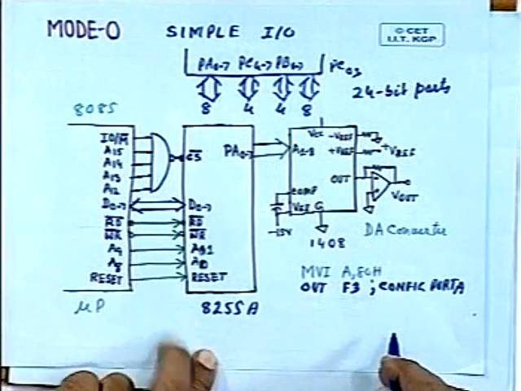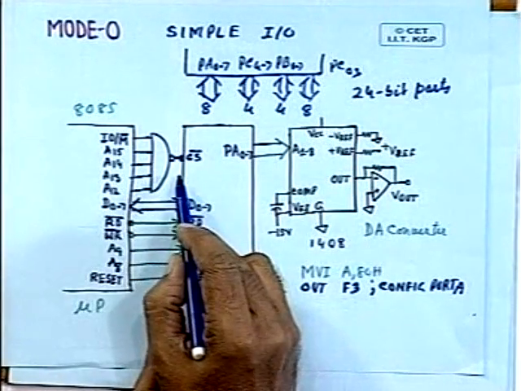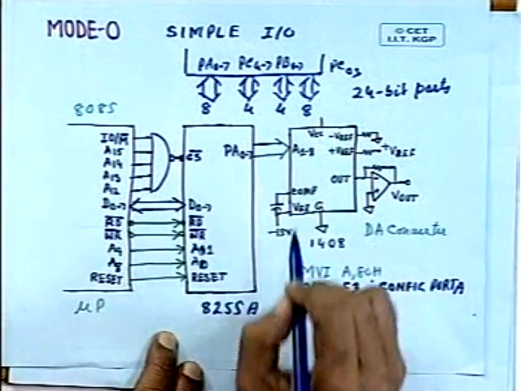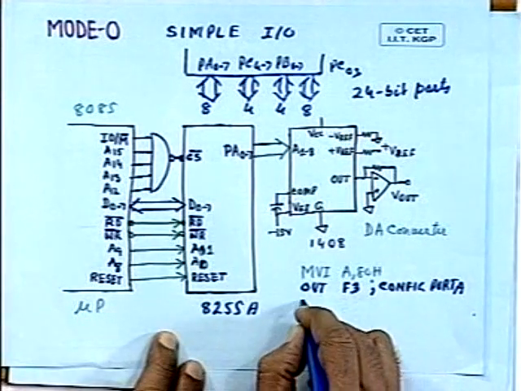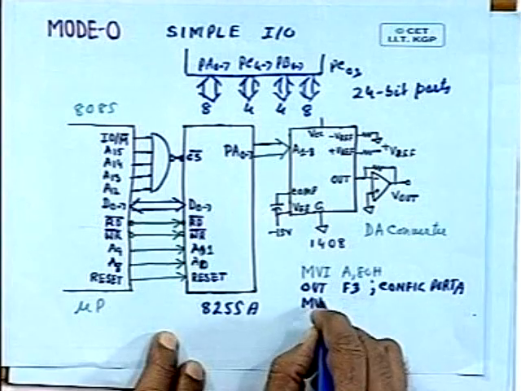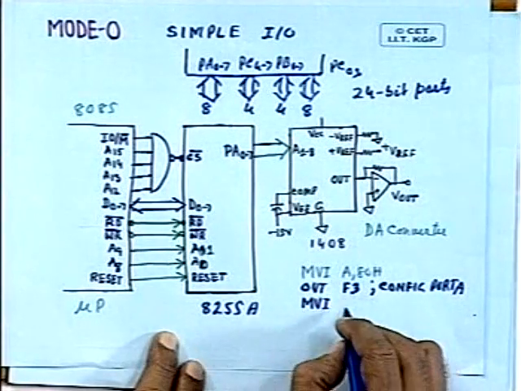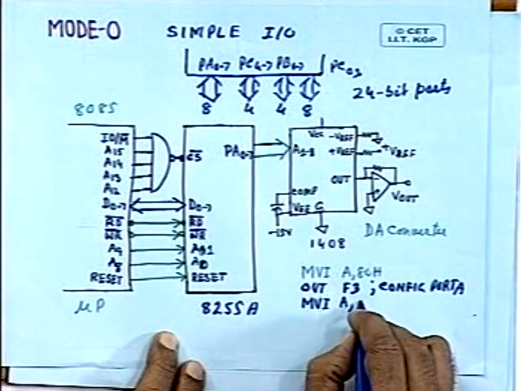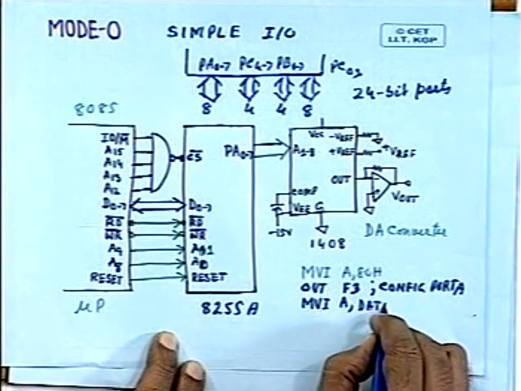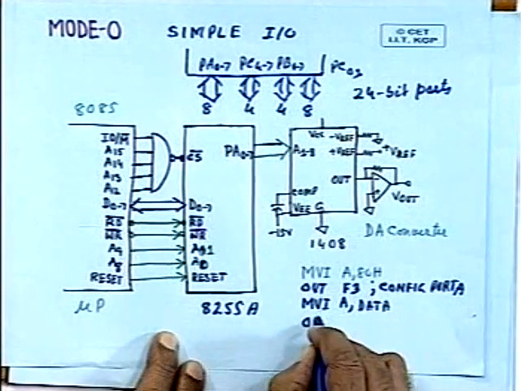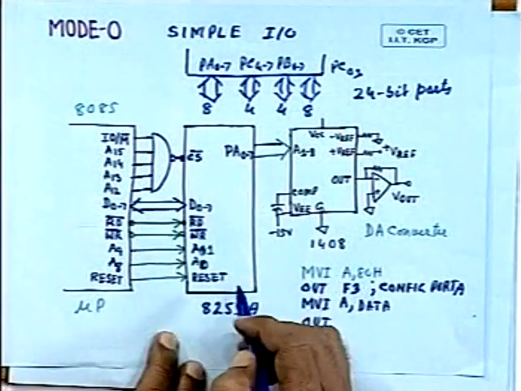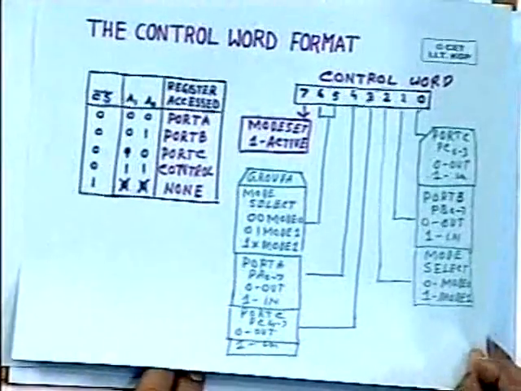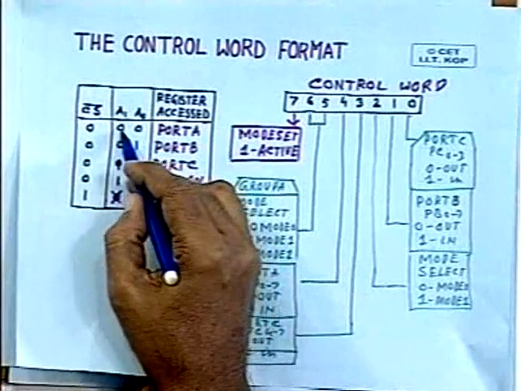That has been done. Now suppose you want to output some data to the DA converter to get the corresponding analog value. To do that, again you have to execute, say, a move immediate instruction, and that data has to be loaded into the accumulator first. Then you have to execute the out instruction, and you have to write it into the port A register. And for port A register, as you can see, these two bits are to be 00.